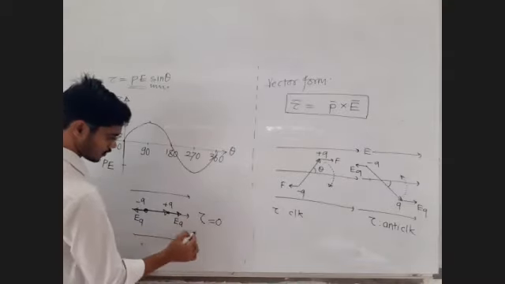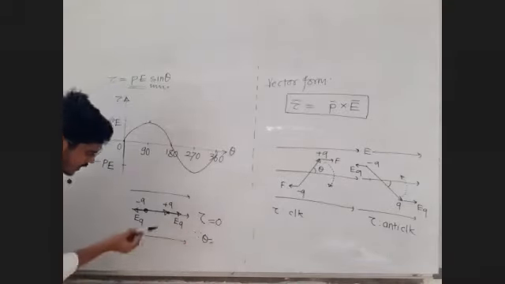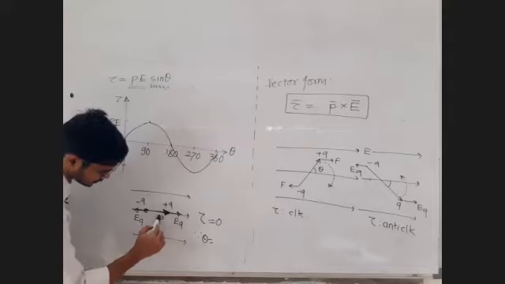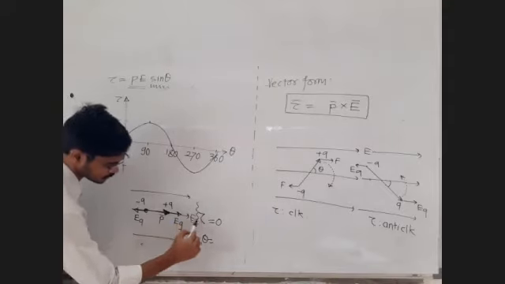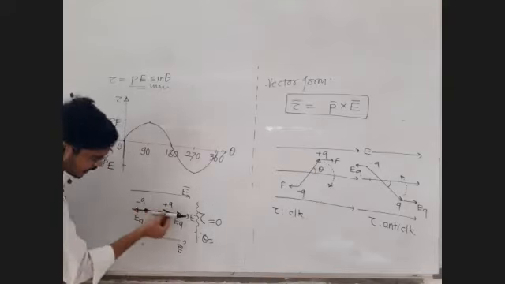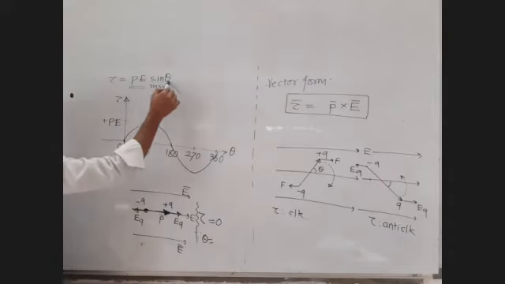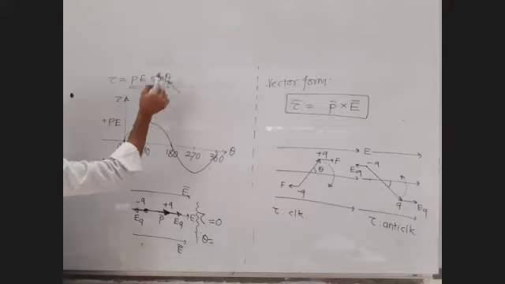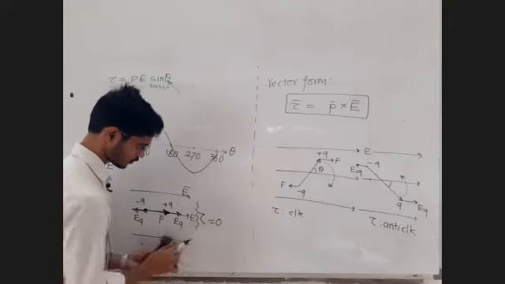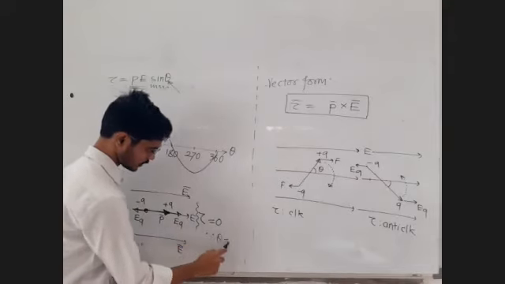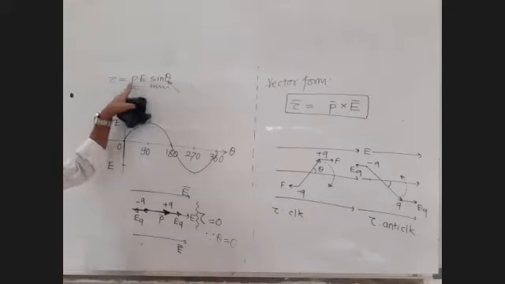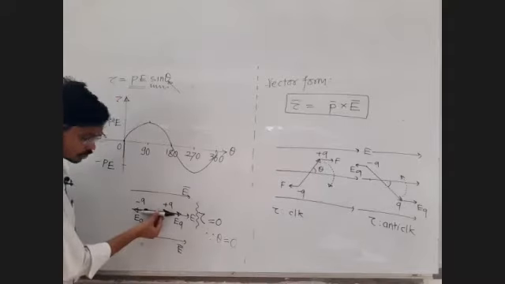Here torque is equal to 0. Why? Because theta is what? The angle between P bar and E bar. This is our dipole moment P bar. This is our electric field E bar. Electric field and dipole moment both are in the same direction, so theta is equal to 0. If theta is equal to 0, sin 0 is 0, and 0 into anything is 0. So torque will be equal to 0 because angle theta is equal to 0. Theta is the angle between electric field and the dipole moment. So for this position the torque is 0.